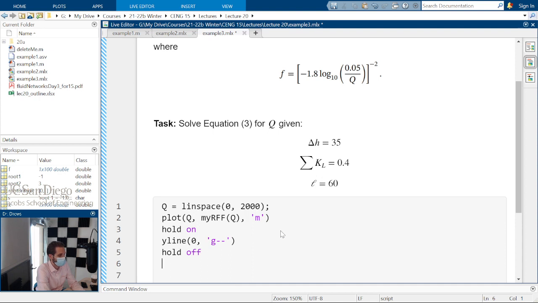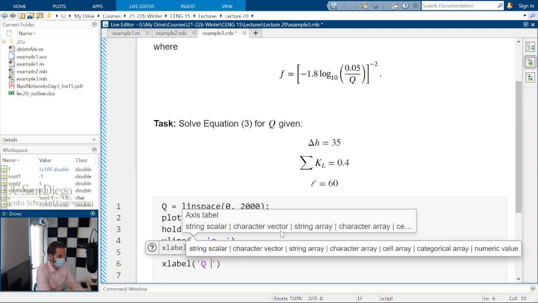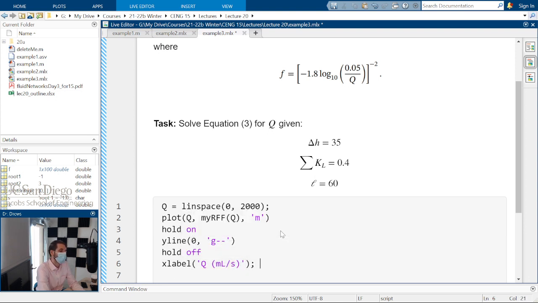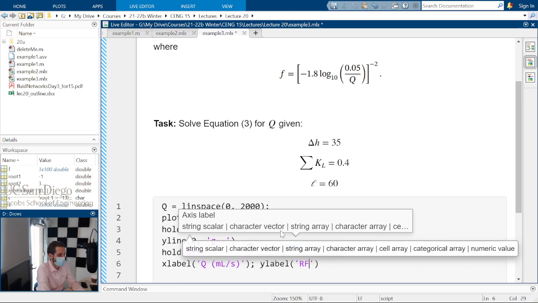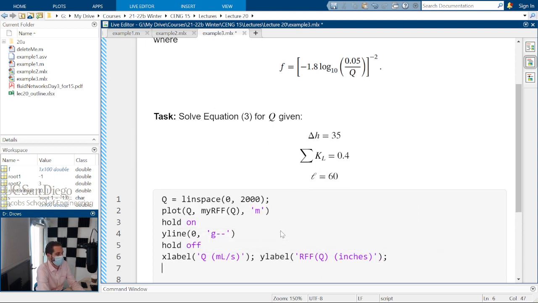Hold off. Now our x and y labels actually mean something. X here is q, which happens to be in milliliters per second. If you didn't know it was milliliters per second, that's all right. I took the paragraph away pretty fast, but it is. And our y-axis is the root finding function of q, which, believe it or not, has units of inches on it.